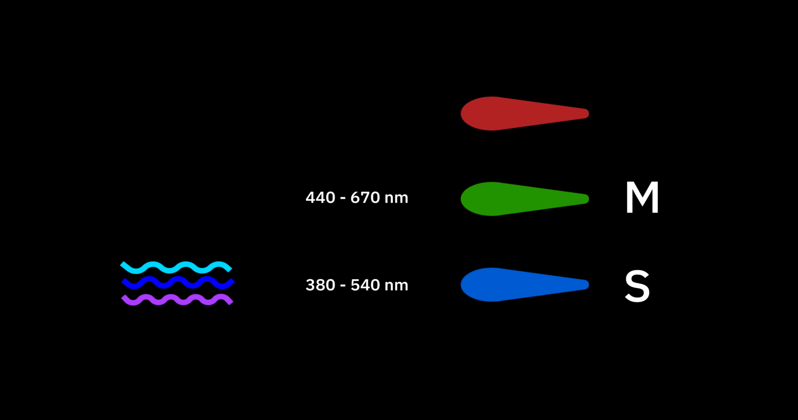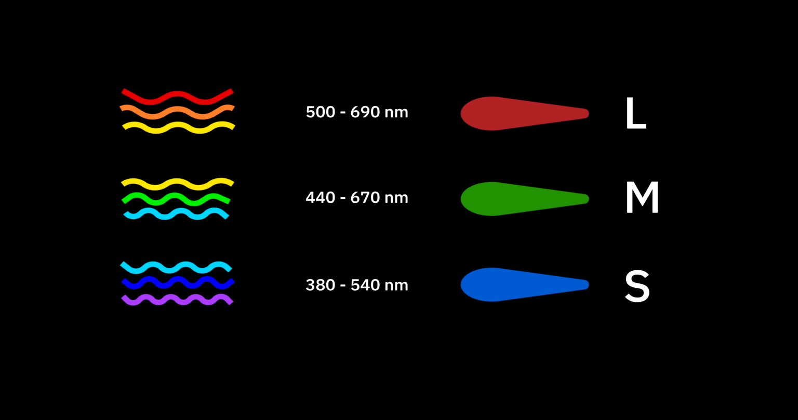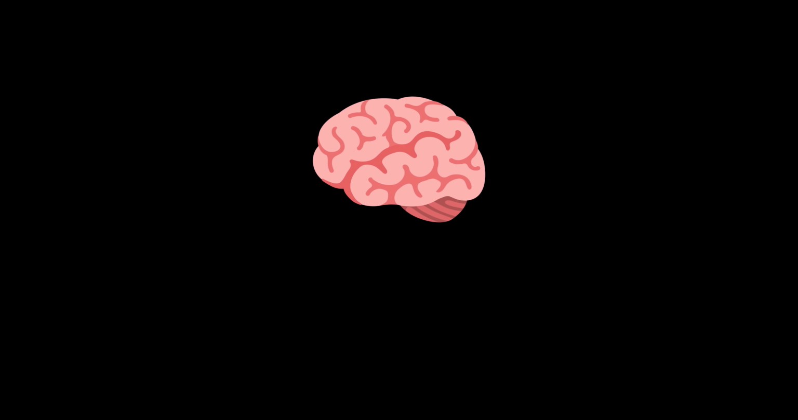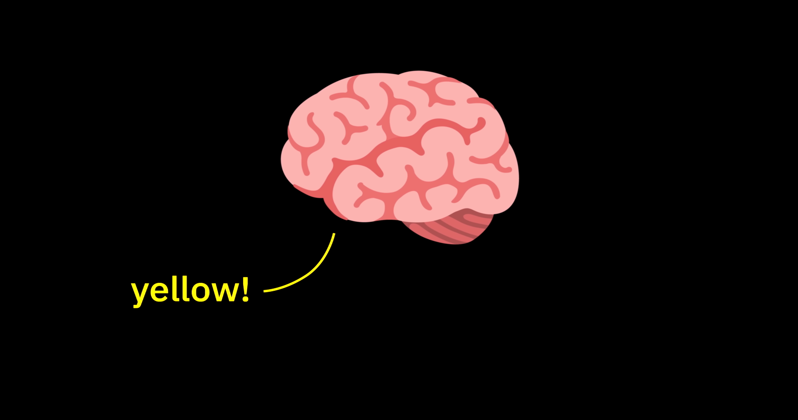Like this S cone is sensitive to lights with short wavelengths like blue colors. The M cone responds to medium wavelengths like green, and the L cone responds to long wavelengths like red colors. So each responsible cone cell picks up a different one and sends a signal to our brain. And there the lights get mixed and matched and ultimately interpreted as one color.